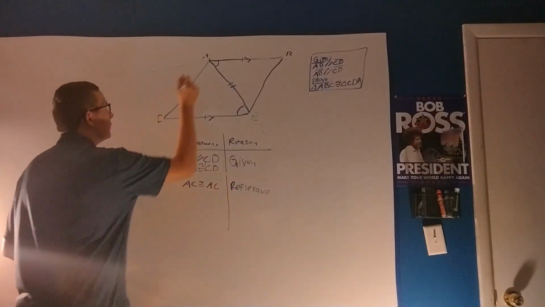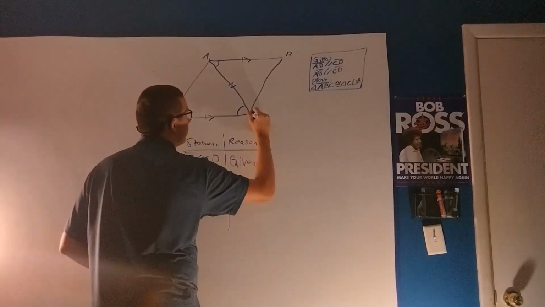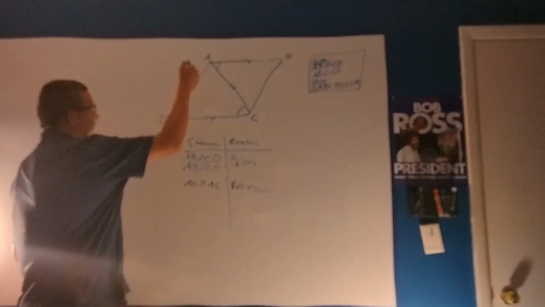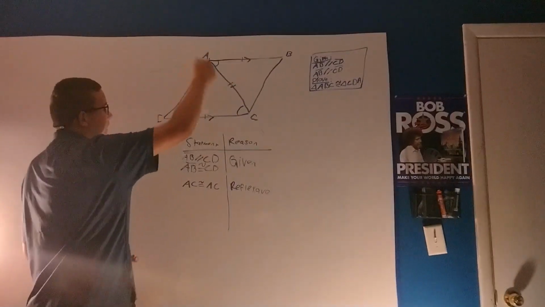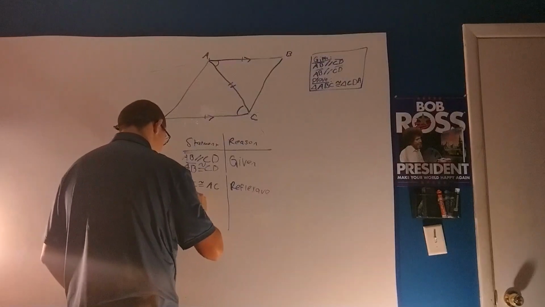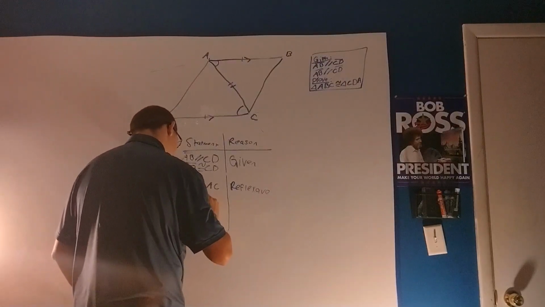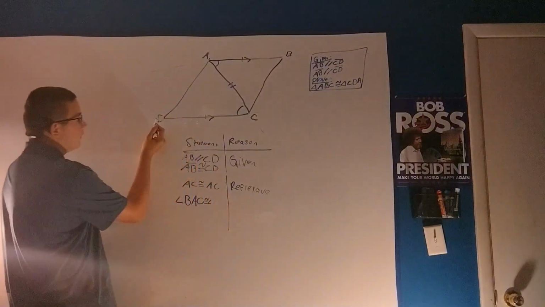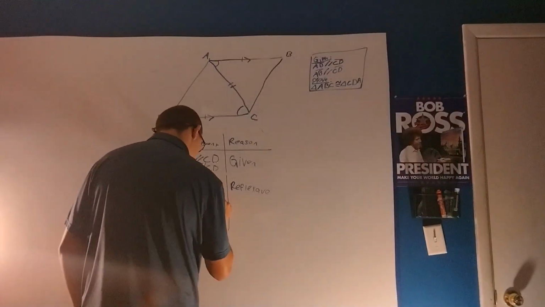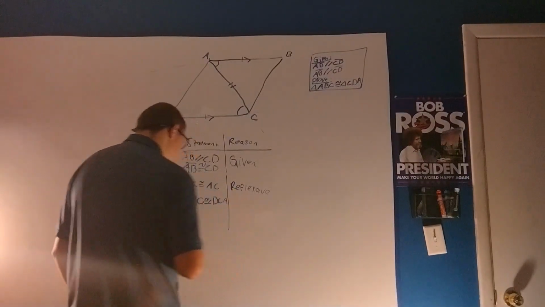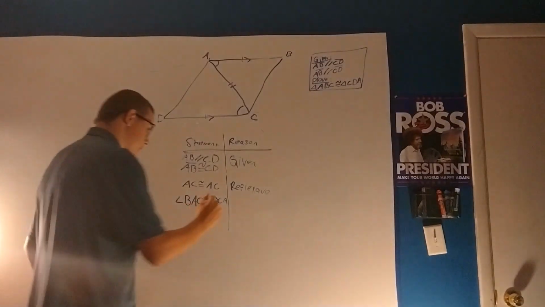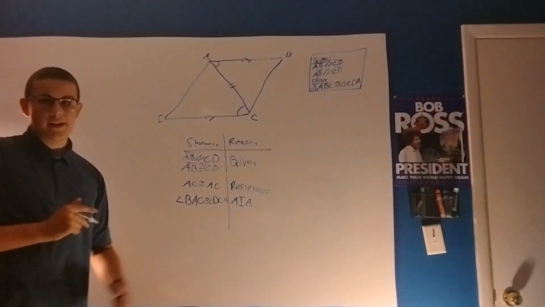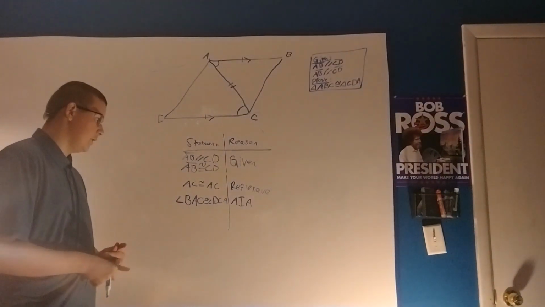Let me fix these letters here that got drawn over, like that. So we know that angle BAC is congruent to angle DCA. And that is because of alternate interior angles. I'm just going to write AIA. For a test or something, you should write alternate interior angles.